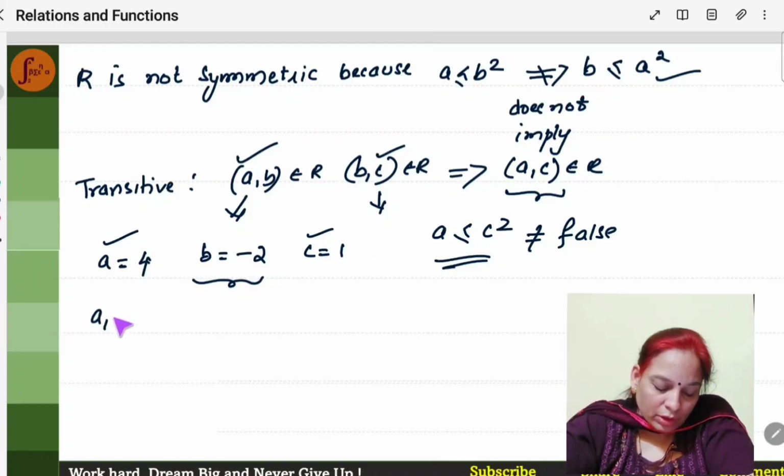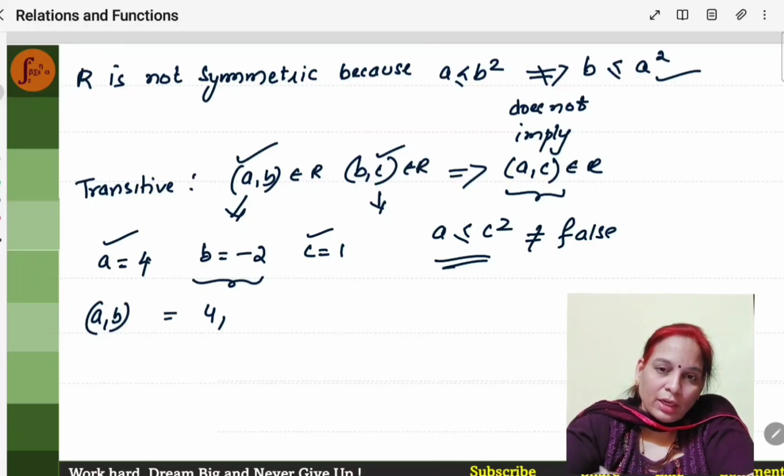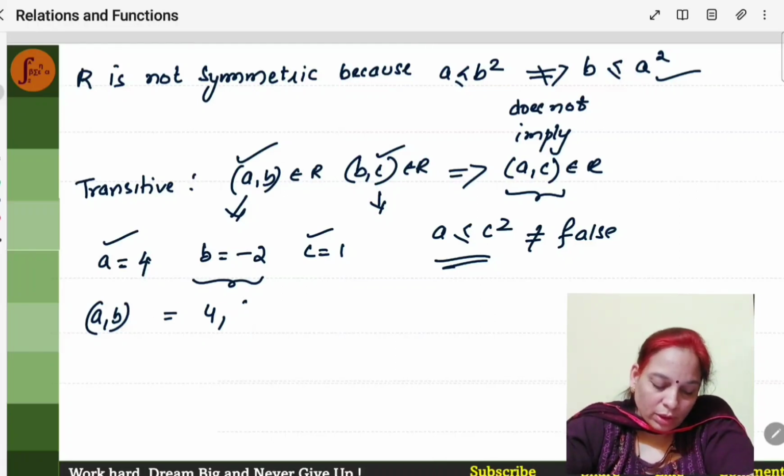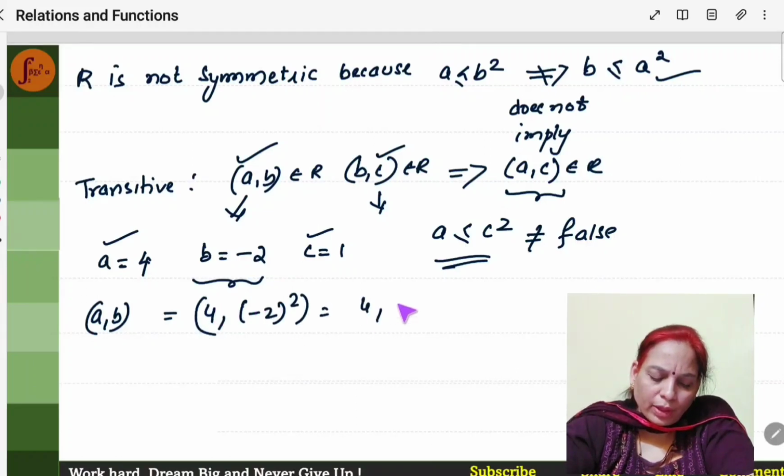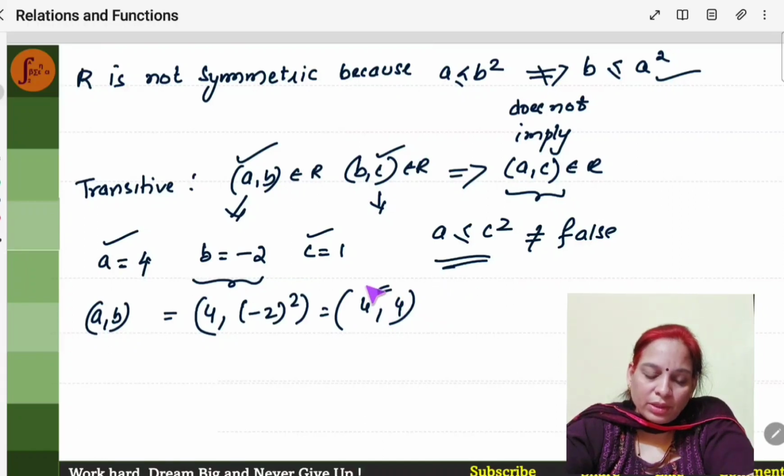So first combination is A, B, right? Which is nothing but 4, -2. So it should be 4, B square, right? The second element should be B square. So it is -2 the whole square, right? Which is going to be 4 and 4, right? Now 4 is less than or equal to 4. It's equal to. It satisfies, right? It satisfies. So this is fine.